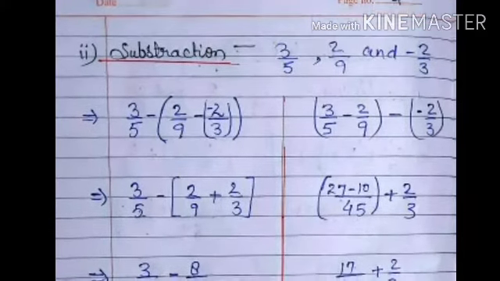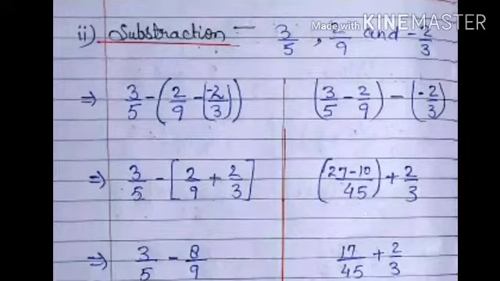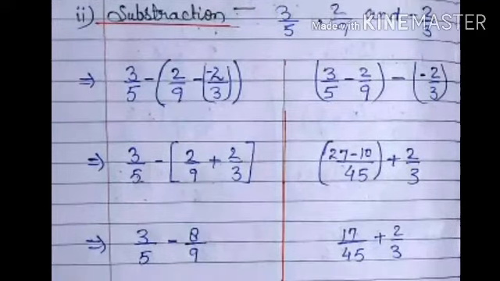So we have three rational numbers, 3/5, 2/9 and minus 2/3.